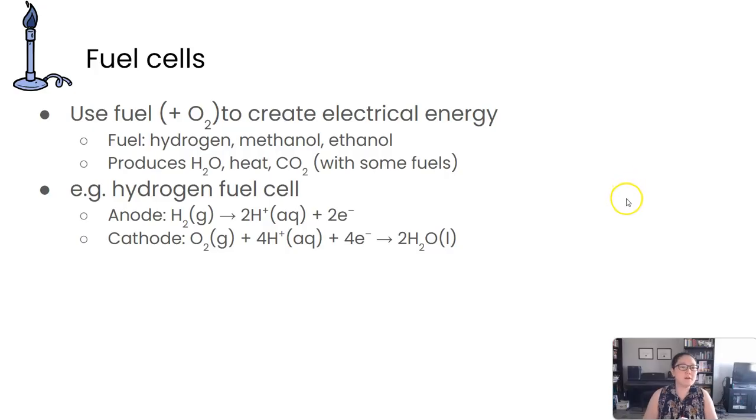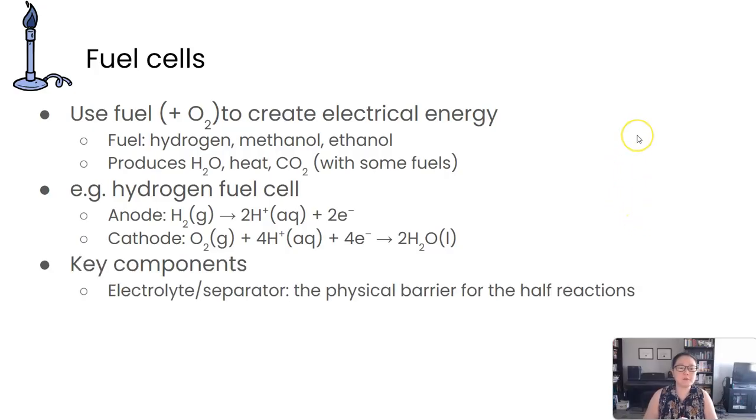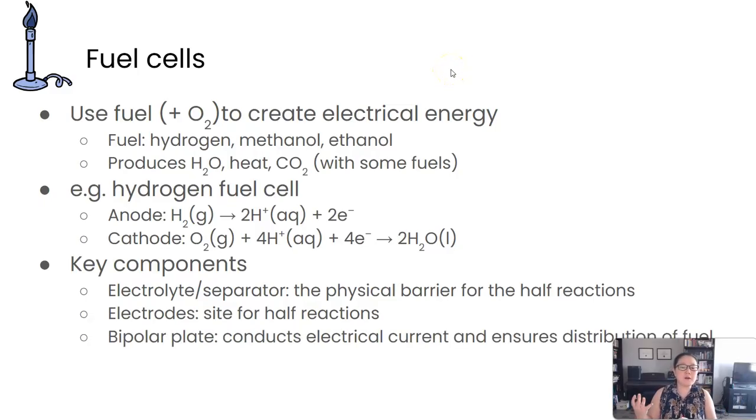Now, the main components of a fuel cell are going to include the electrolyte or separator, which is a physical barrier for the half reactions, because again, if we have direct electron transfer, we're not getting that flow of electrons to create the electricity. You're also going to have the electrodes, which are the site for the half reactions. And then you have a bipolar plate, which will conduct the electrical current and make sure that fuel is being distributed evenly throughout the whole cell.